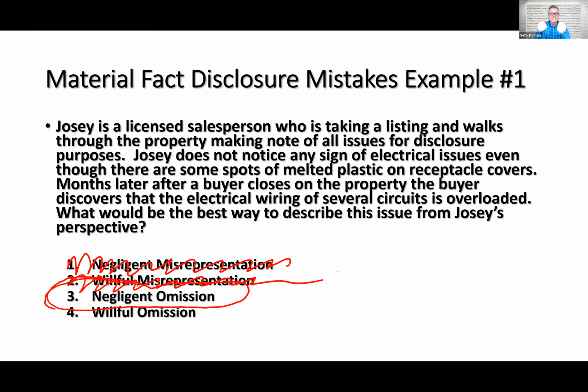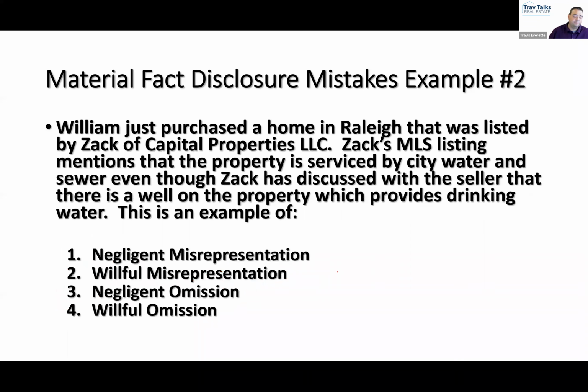Disclosed. So she did not see the melted plastic. Another way of thinking of negligent is she missed the signs. If you ignore the signs, it's willful. If you miss them, it's what? Negligent. If there are no signs there, there's nothing to disclose. Look at the next one.